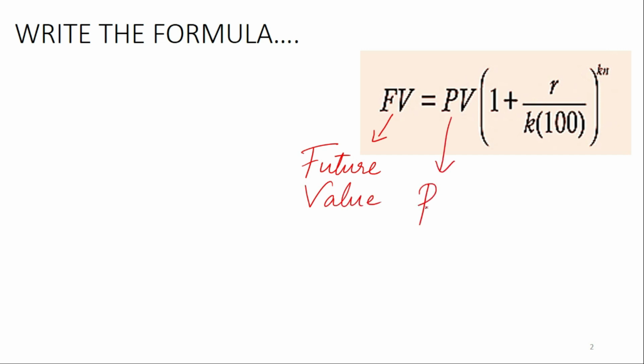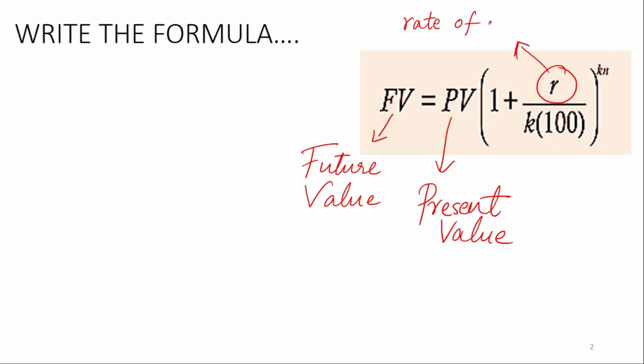PV stands for the present value. And R, as always, stands for the rate of interest. And finally, K stands for the number of compoundings per year. For example, do we calculate the compound interest every year, or is it done half yearly, quarterly, or every month? So it is the number of compoundings per year.